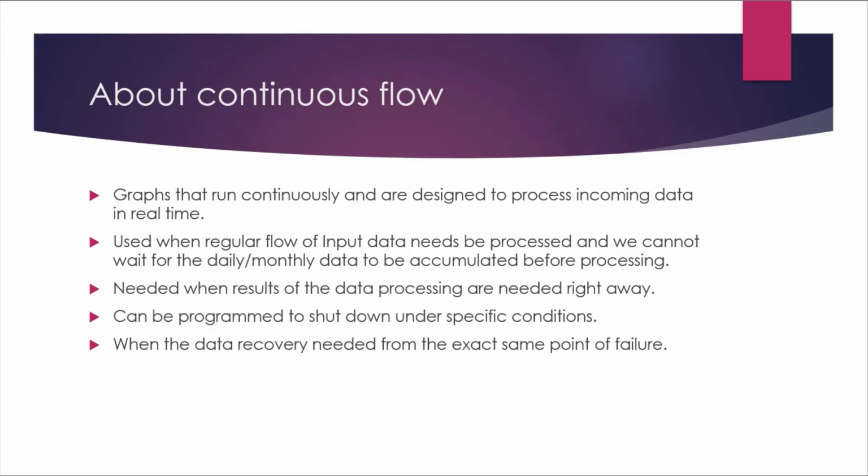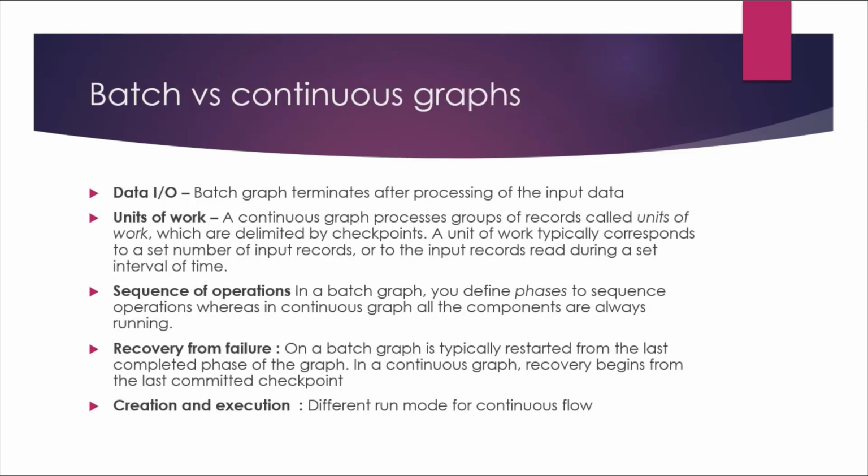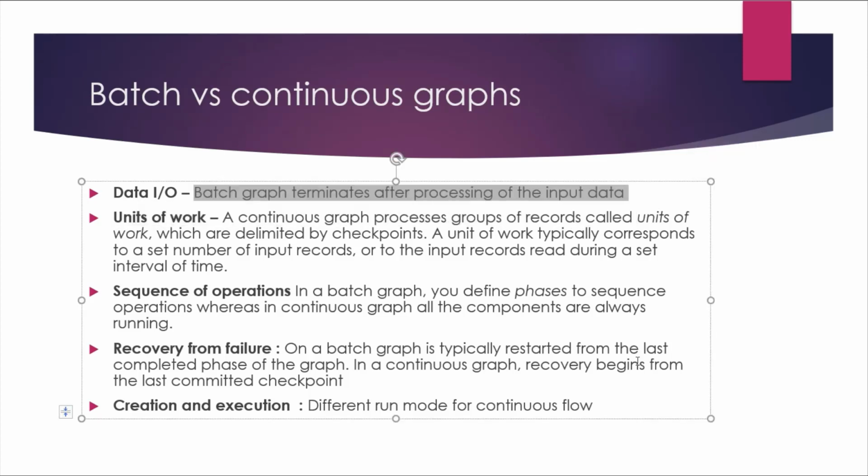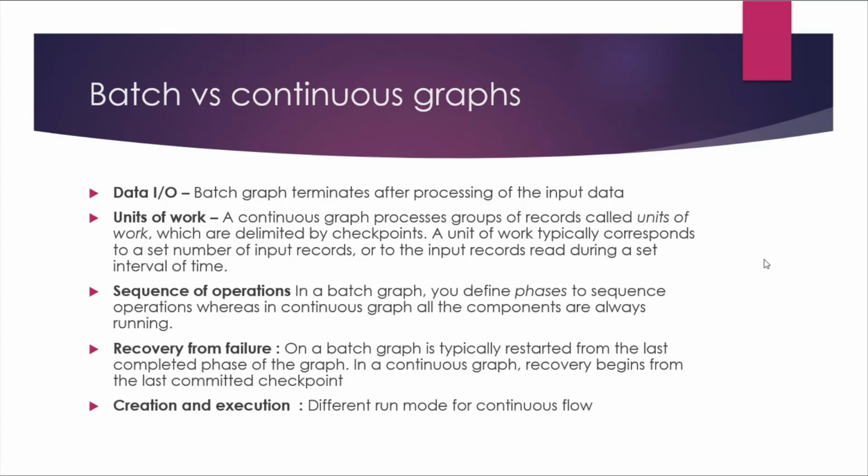So there are a few differences between batch and continuous graphs. The primary one is, of course, that in the case of batch graphs, it terminates after processing of the input data or any input data sets. But in the case of continuous graph, it doesn't terminate. It never terminates. It's always running, and it will remain idle if there is no data in the source. But as soon as it finds the data, it will start running.